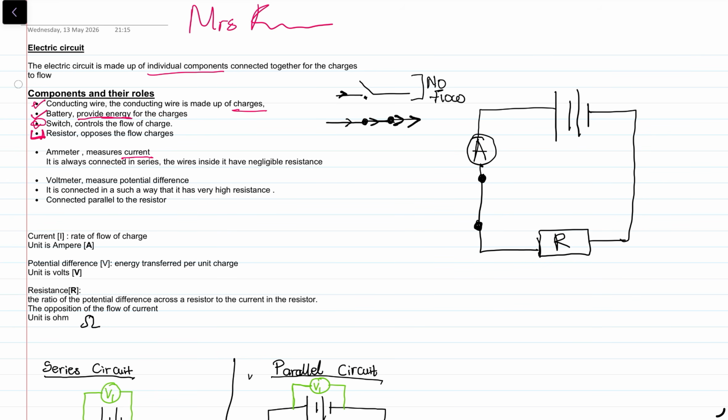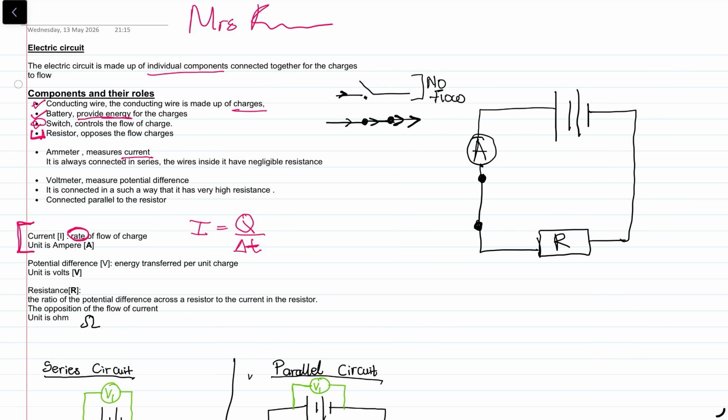So actually, what is current? Current is the rate of flow of charge. The moment you see rate, you see there is time somewhere in between there. When you say that your current is the rate of flow of charge, rate means that time is dividing. Somewhere there is time at the bottom as the denominator.